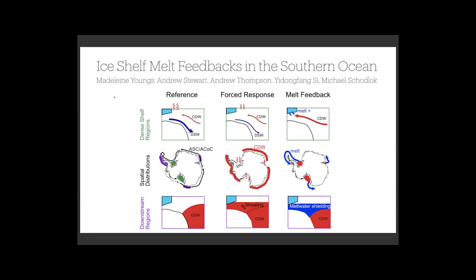And this tells us that the meltwater feedback has a really non-uniform effect depending on the region that you are in, and that the connectivity between these marginal seas is really important for understanding how the whole system will respond to climate change.